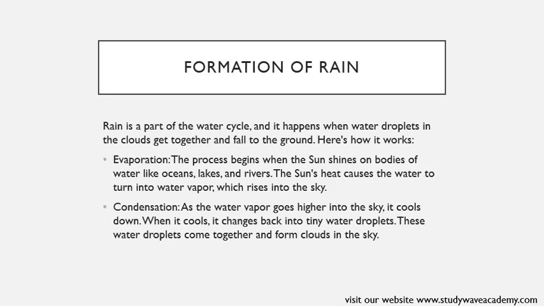Condensation. As the water vapor goes higher into the sky, it cools down. When it cools down, it changes back into tiny water droplets. These water droplets come together and form clouds in the sky. Clouds are made up of tiny water droplets. These droplets form when the water vapor in the air condenses around tiny particles like dust or salt.